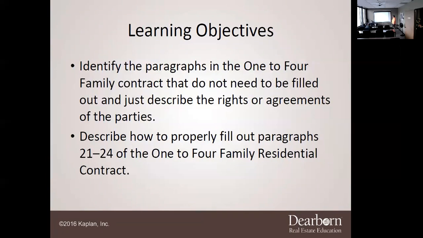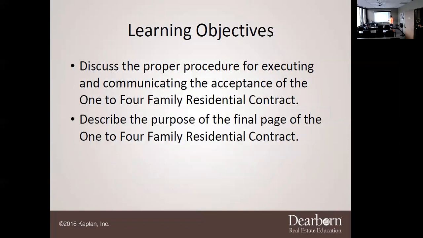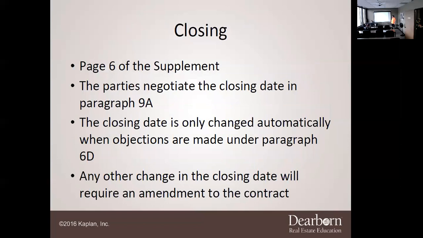We're also going to identify the paragraphs in the 1 to 4 family that do not need to be filled out and just describe rights of the parties, and describe how to properly fill out paragraphs 21 to 24 of the 1 to 4 family residential contract. Discuss the proper procedure for executing and communicating the acceptance of the 1 to 4 family contract, and describe the purpose of the final page of the 1 to 4 family contract.